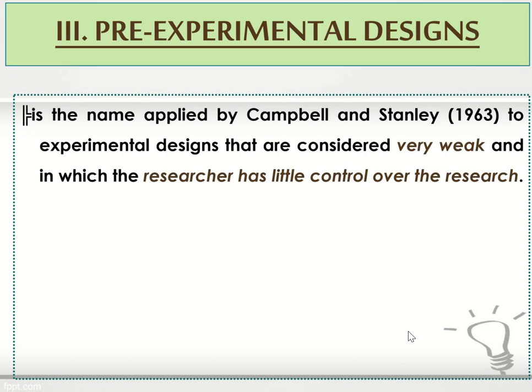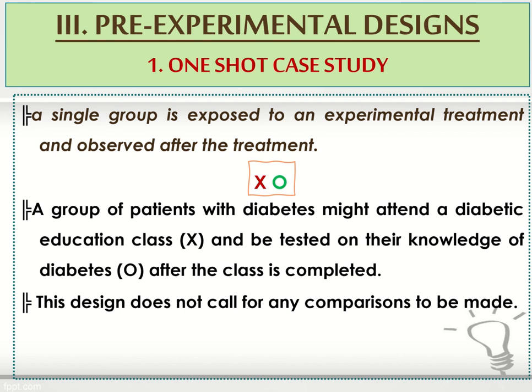The last major category of experimental design is the pre-experimental design. So it is the name applied by Campbell and Stanley 1963 to experimental designs that are considered very weak and in which the researcher has little control over the research. Sometimes these types of designs are discussed to provide examples of how not to do research.